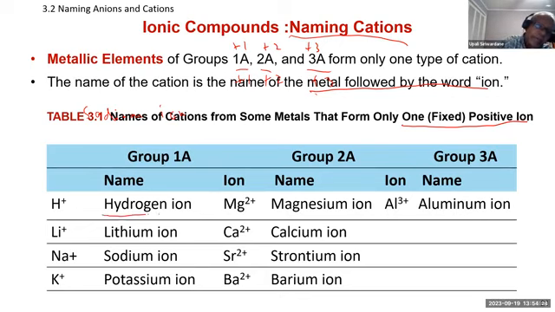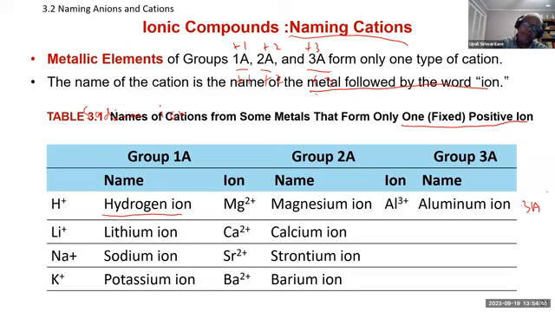Hydrogen ion, the name of the element followed by the word ion. Magnesium ion, we don't call it a 2+ ion. For main group elements, you just say the metal name and ion. You should know aluminum is 3 plus because aluminum is in the 3A group, therefore it should lose 3 electrons.